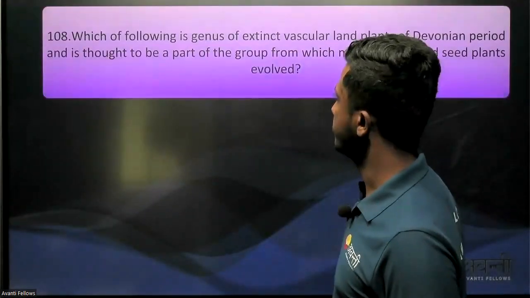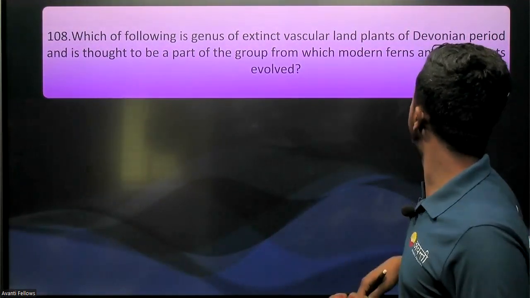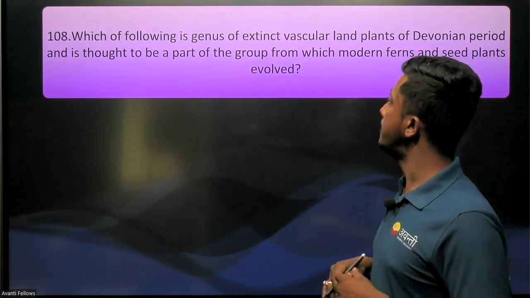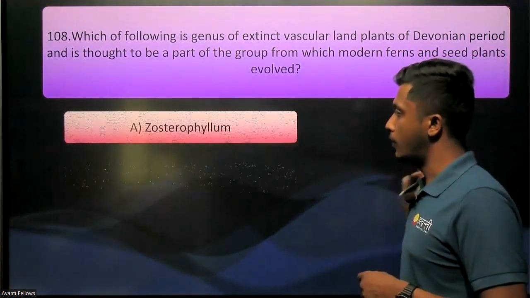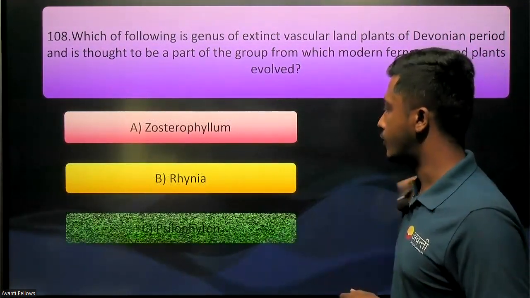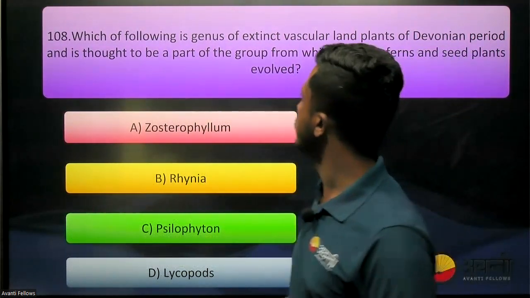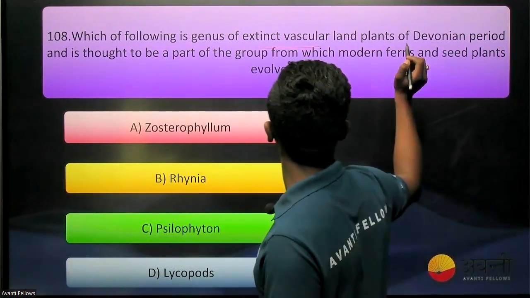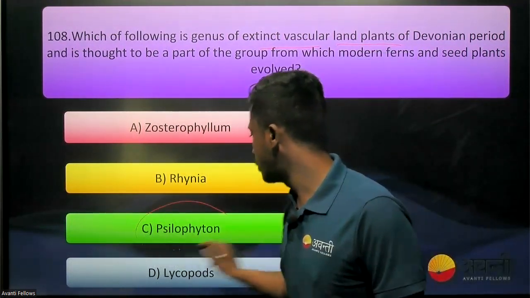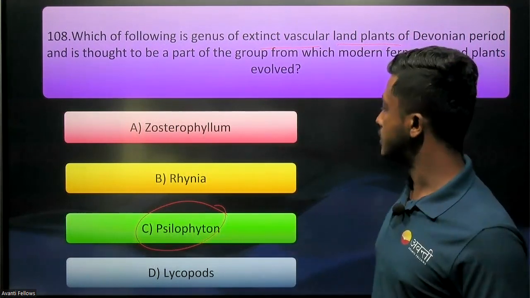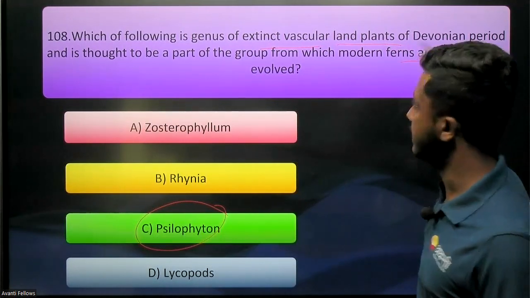Let's go for the next question. Which of the following is a genus of extinct vascular land plants of the Devonian period, thought to be part of the group from which the modern ferns and the seeded plants evolved? Our options are Zosterophyllum, Rhynia, Xylophytum, and lycopods. When we look at this question, we have to find the genus of extinct vascular land plants. That extinct vascular land plant is Psilophytum, which is known to be the ancestor of all the ferns and the seeded plants that have evolved.